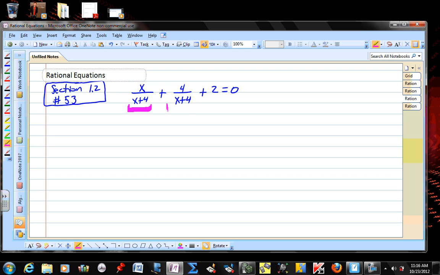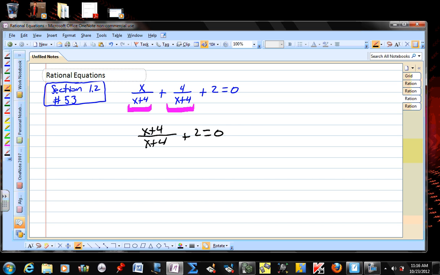You see we have two fractions that have common denominators, so we can combine these right away. Let's see. The common denominator is going to remain x plus 4, and then we'll combine the numerators. x plus 4, plus 2 equals 0.